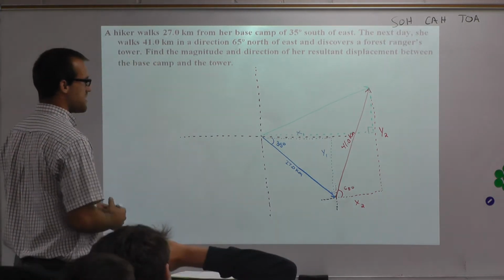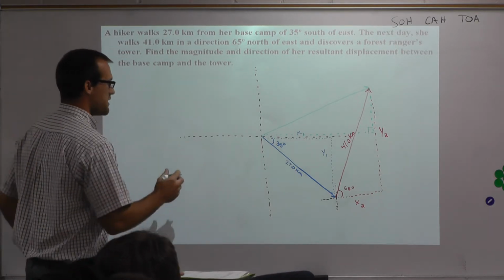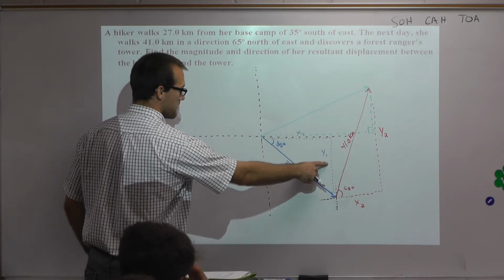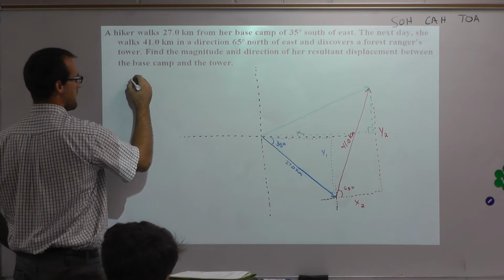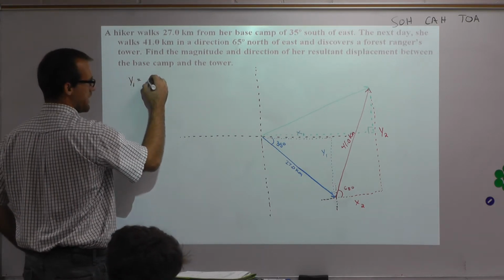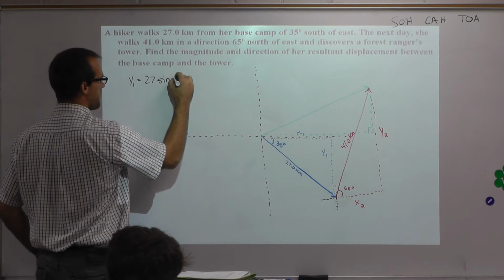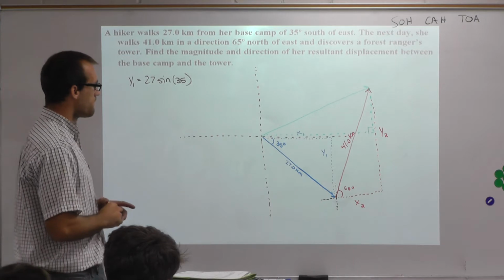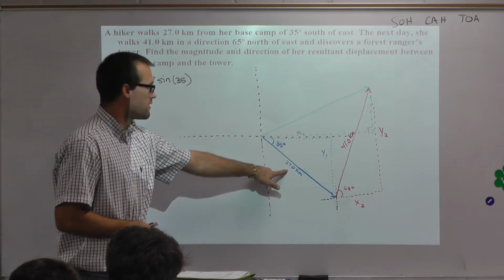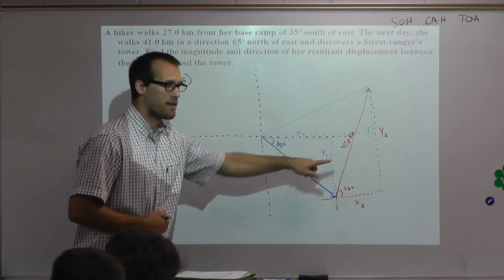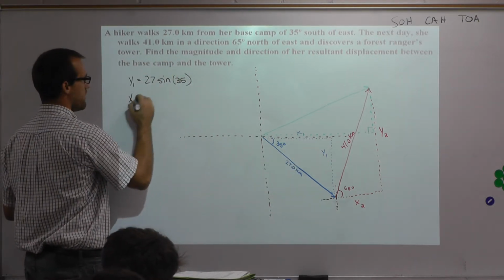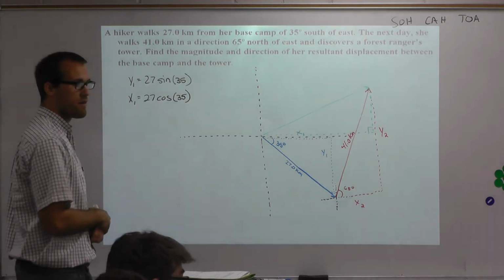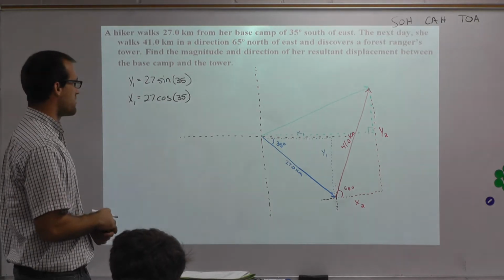Let's start with the x and y of the first guy. So, if I'm finding opposite, is that sine or cosine? Sine. Okay, so y1 would be 27 sine of 35. Everyone see how I did that? 27 is the hypotenuse, and the angle's opposite. Yep. x1 would be 27 cosine of 35. Don't do sig figs till the very end. Okay.